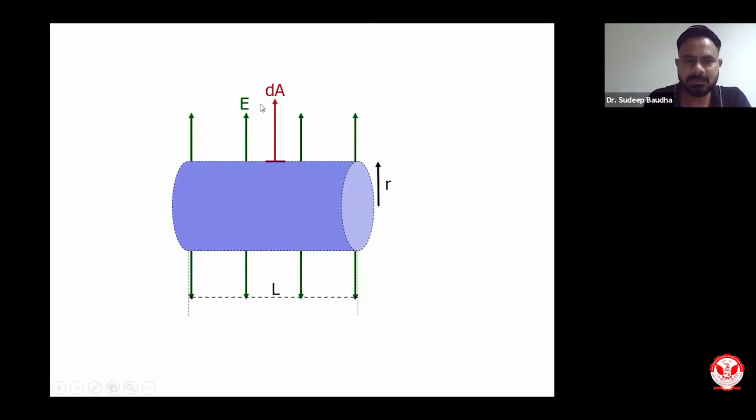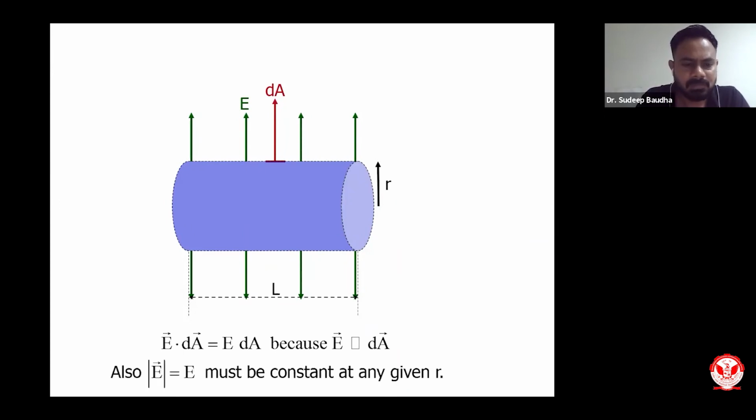So dA is parallel to E, so it will make cos theta as 1. So we will have E dot dA. I will simply write it. Let's see what we will get. So E dA, because E is parallel to dA. Now, what will be the value of mod? This E will be written in terms of mod, and r is a constant at a particular point for this particular Gaussian cylinder.